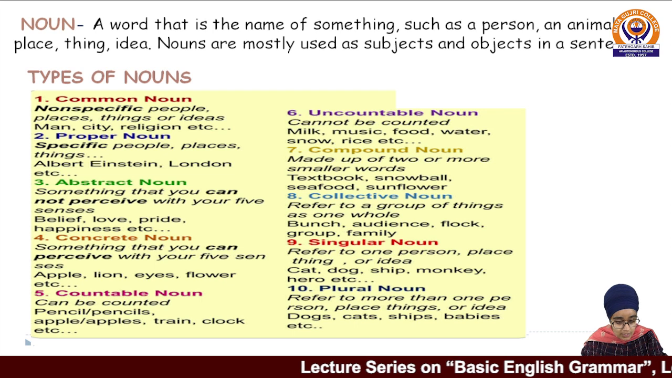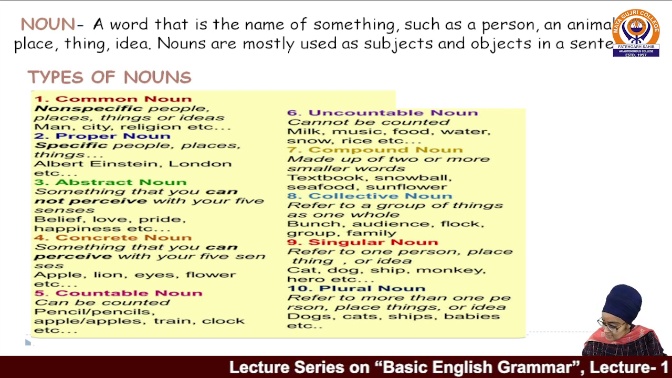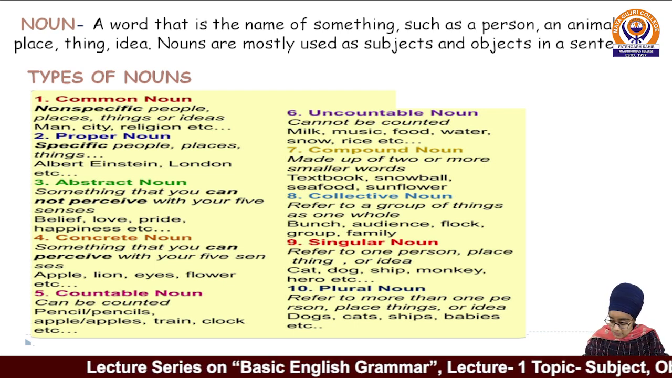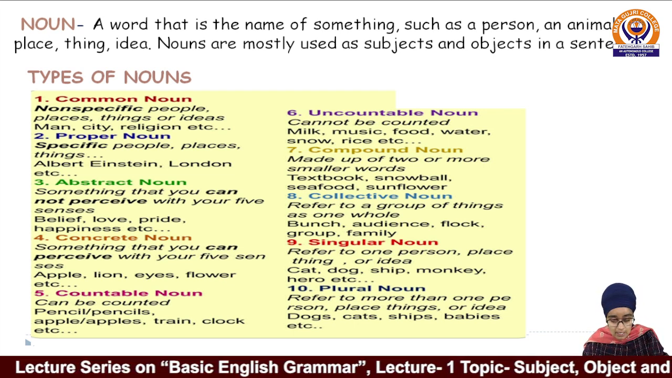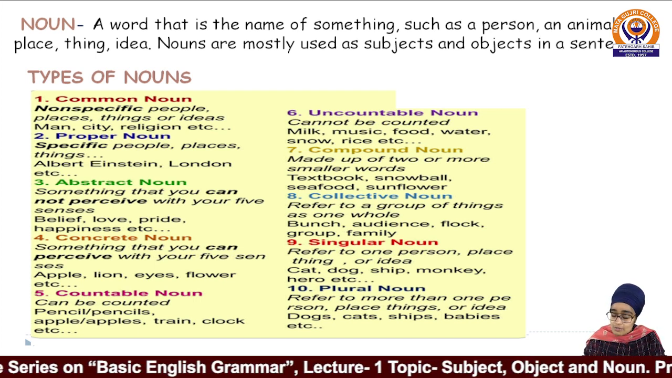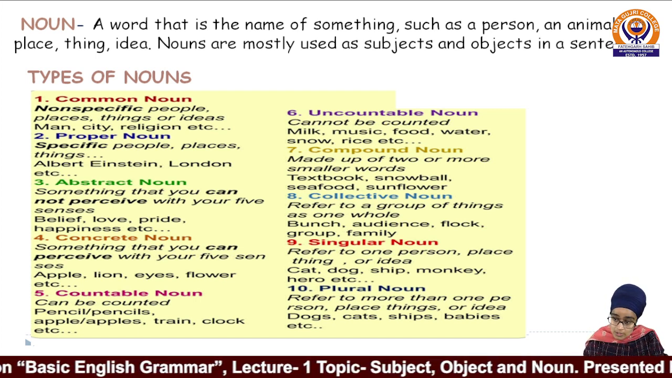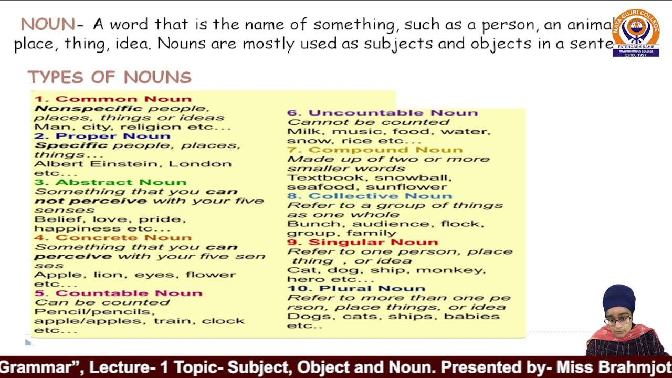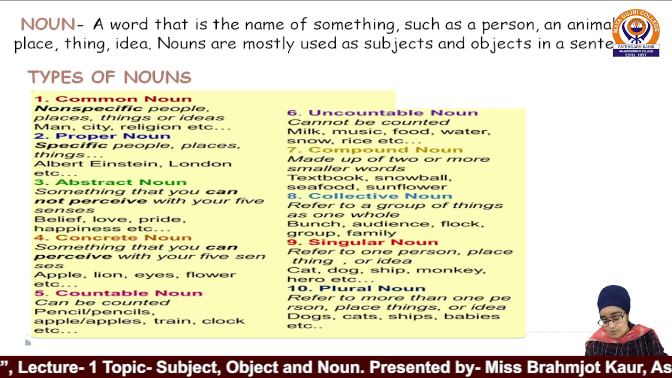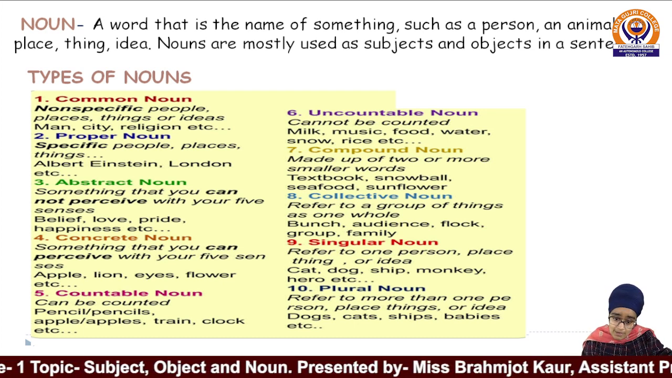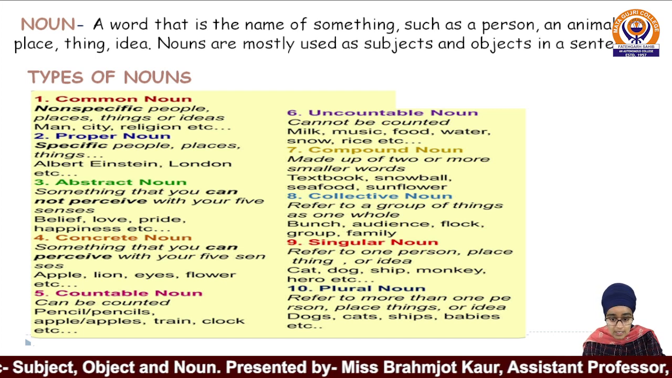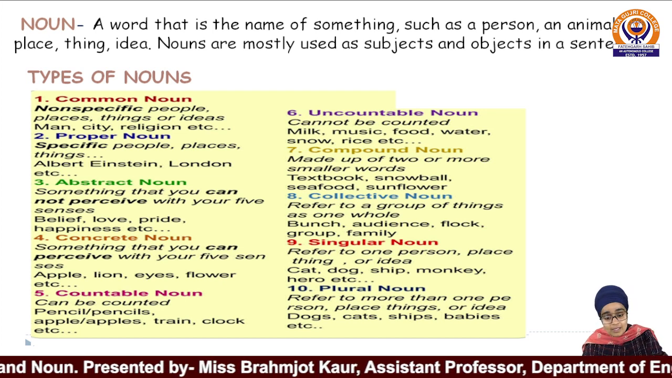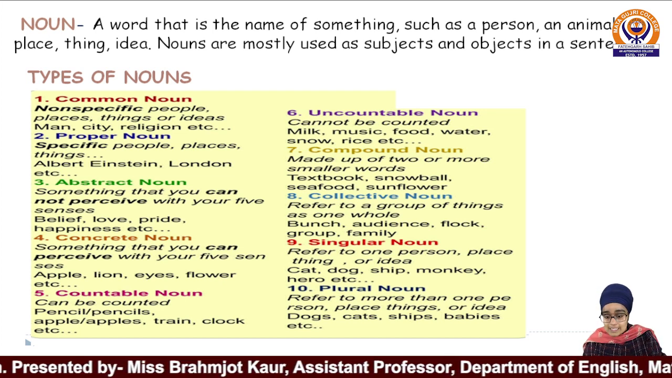Countable nouns are those which you can count, like pencils, like keys. You can tell the specific number. But uncountable nouns are those which you cannot count. Maybe you can measure them. For example, you can measure milk in liters. You can measure water. You can measure the depth of water, but you cannot count it. Those which cannot be counted, they can be measured, however, but they are uncountable nouns, like milk, music, food, water, snow, rice, etc.